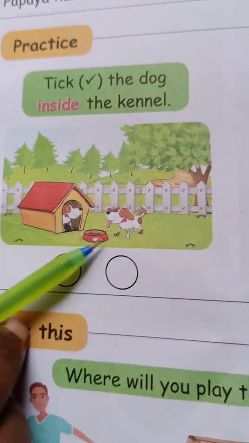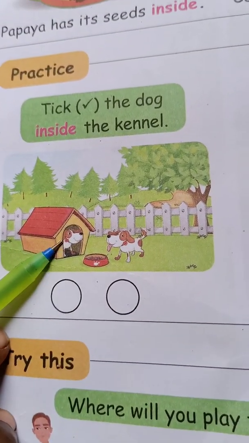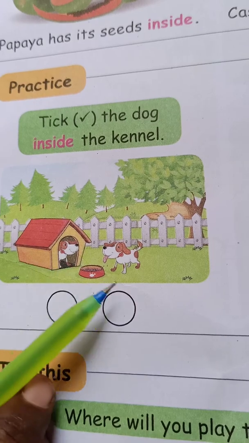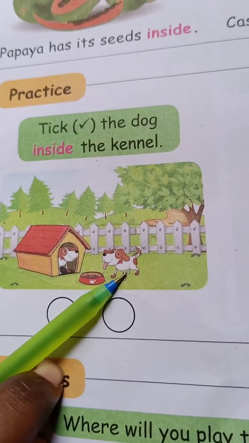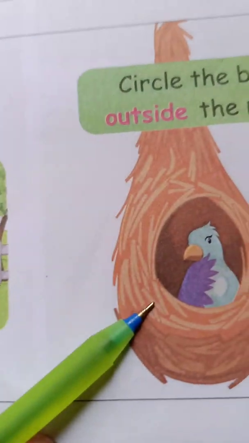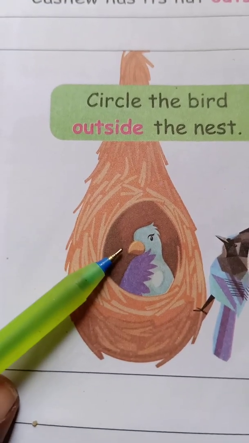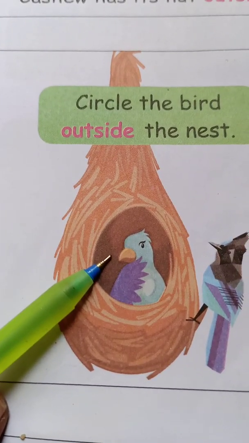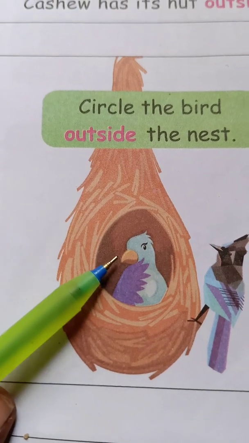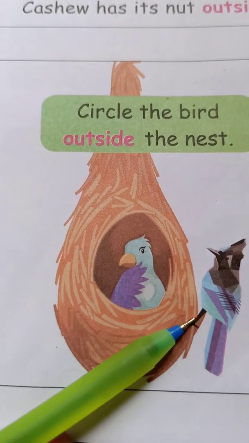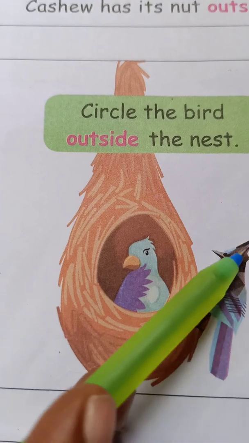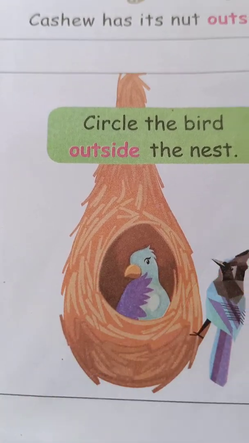See, these two dogs are there. One dog is inside the canal, another dog is outside the canal. See here, two birds are there. One bird is inside. Which bird is outside? This bird. You should circle this bird.